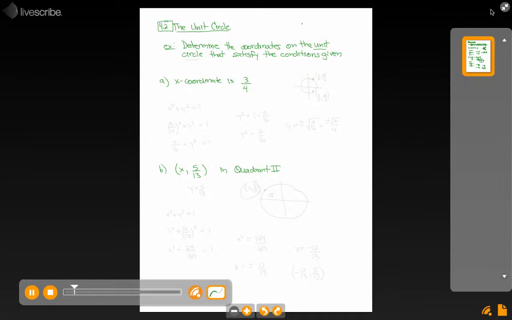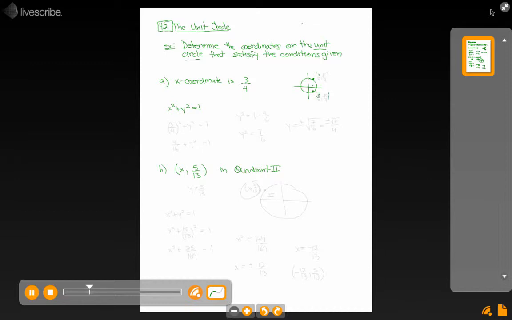Now, the first thing we need to realize is that anything on the unit circle needs to satisfy the equation x squared plus y squared equals 1. It's a circle with a radius of 1. We can even do a very little rough sketch of it. And we want the x-coordinate to be 3/4. So 3/4 is somewhere around here. And we should notice, if we draw it somewhat carefully, that there actually should be two possible answers to that.